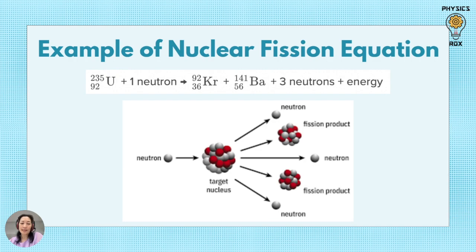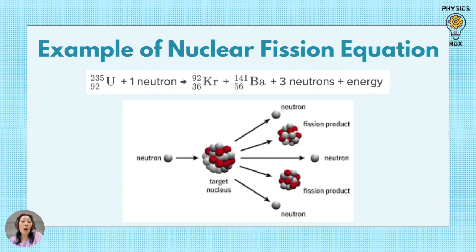So here we can see that there's an equation and at the bottom there is a diagram. The diagram shows us how a neutron strikes the nucleus, causing it to split into two fission products, which are the two smaller nuclei, and you can get three random neutrons. This is not a fixed reaction. For example, in the equation, we have uranium-235 with one neutron, and it splits into two isotopes of krypton and barium, plus three additional neutrons, and of course, a lot of nuclear energy released.